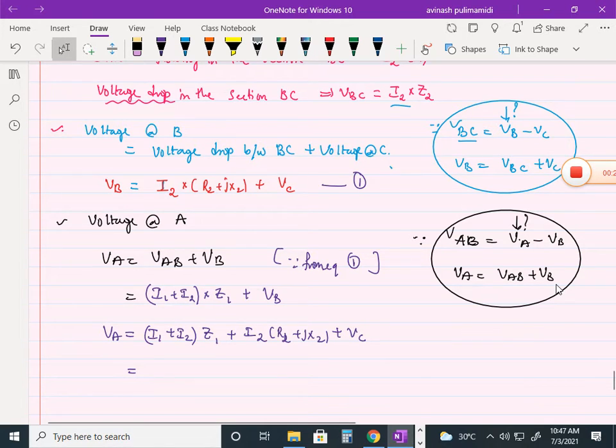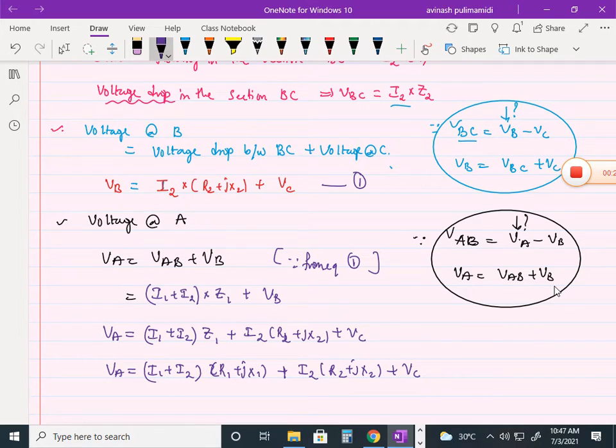If you further simplify this, I1 plus I2 multiplied by, what is Z1? R1 plus JX1 plus I2 into R2 plus JX2 plus VC will be VA. Okay, so this will be equation number 2.